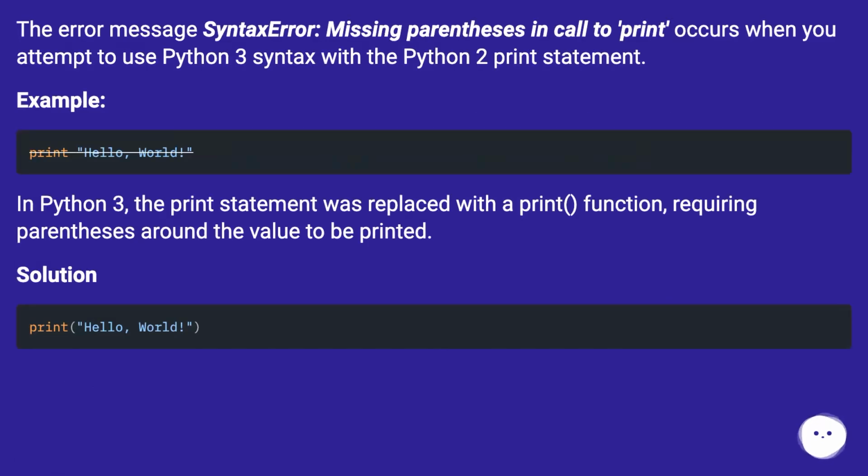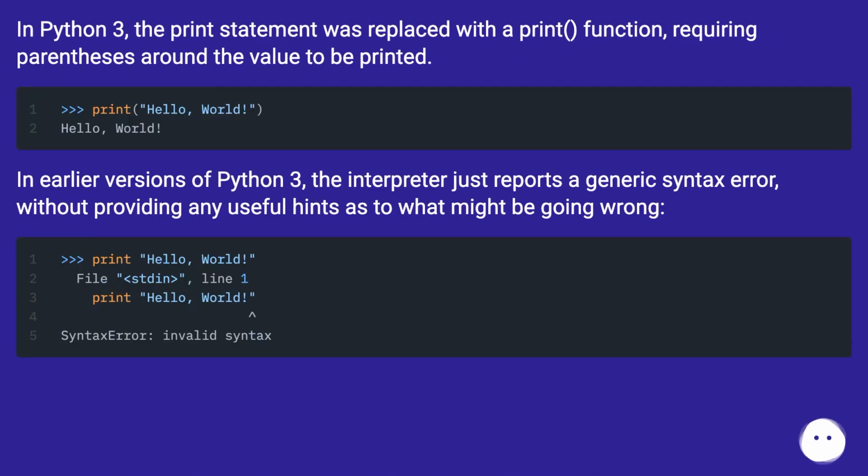The error message "SyntaxError: Missing parentheses in call to 'print'" occurs when you attempt to use Python 3 syntax with the Python 2 print statement. Example. In Python 3, the print statement was replaced with a print function, requiring parentheses around the value to be printed. Solution. In Python 3, the print statement was replaced with a print function, requiring parentheses around the value to be printed.